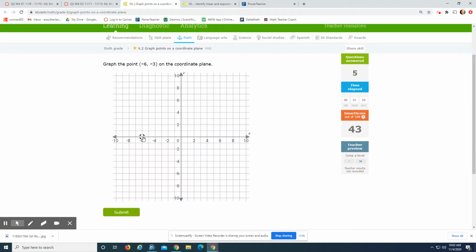-6, -3. Go to -6. Go down to -3. Here's your point. -4, +6. So right there. 4, -1. So we go to 4, then we go down 1.